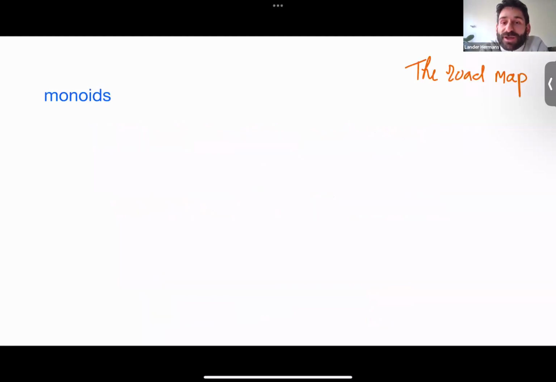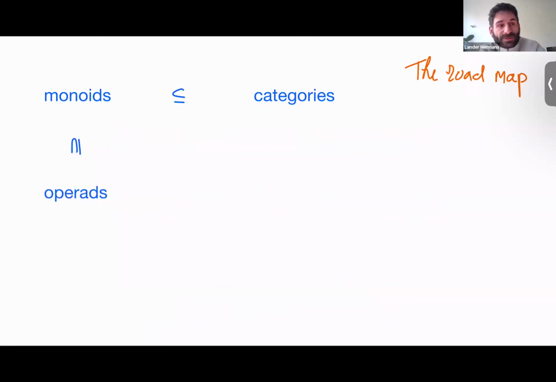So let me first start out with a bit of a roadmap. How can we contextualize or situate virtual double categories? Well, if we start out with the most simple thing, monoids, then there are two very natural generalizations that are very well known. The one is going to categories. Instead of having an associative multiplication, we go to a composition that is defined when the objects match up, still associative. A different way to generalize monoids is to look at operads.